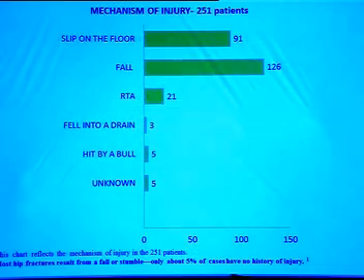Mechanism of injury: fall dominated with 126 patients. Most hip fractures result from a fall or stumble. Only 5% of these cases have no history of injury.